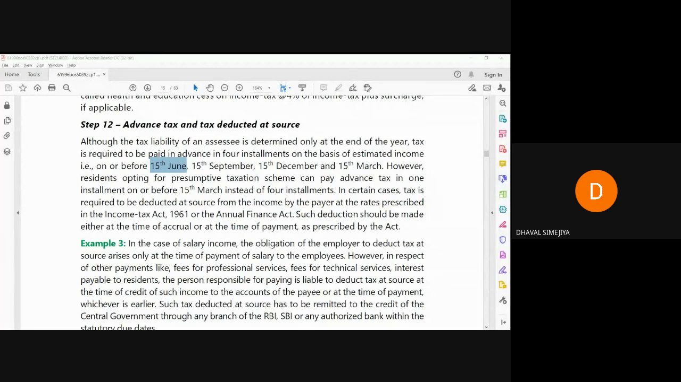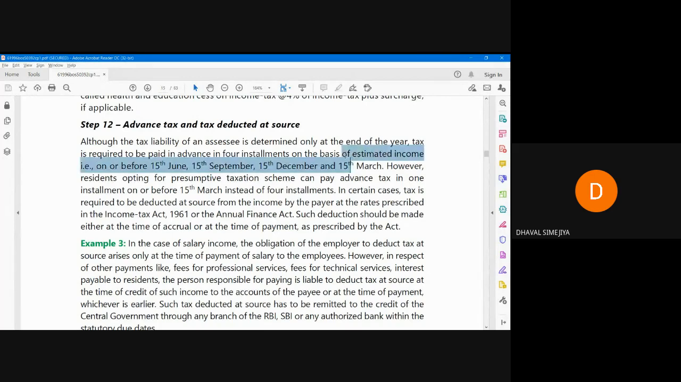So 15th June, 15th September, 15th December and 15th March. 4 installments on the basis of estimated income. Okay. Here the word written is on the basis of estimated income. You don't know what will be your income after the completion of year. So on estimated income, you have to pay the tax.